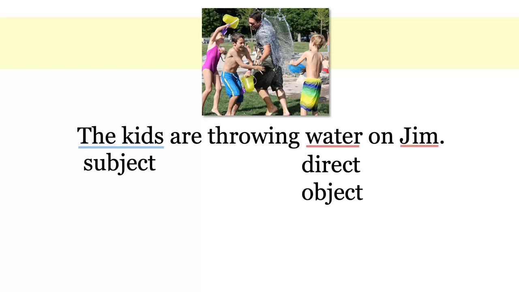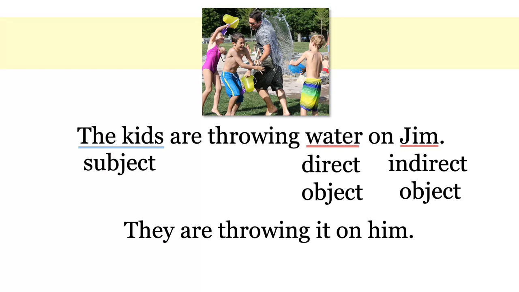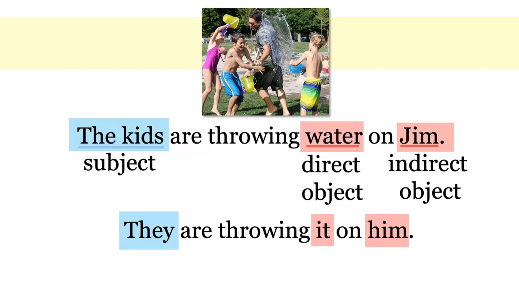Now we still have Jim over here. The kids aren't throwing Jim, but he still gets wet from the water. So Jim is an indirect object. If I shorten this sentence and replace all of these nouns with pronouns, I get they are throwing it on him. And in this sentence, the kids are they, the water is it, and Jim is him. It may seem complicated, but we use the same object pronouns whether it's a direct object or an indirect object.